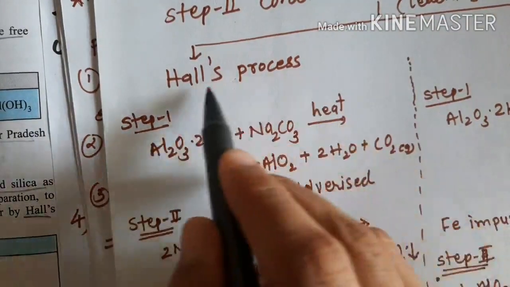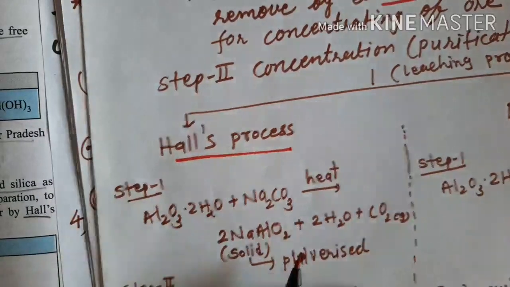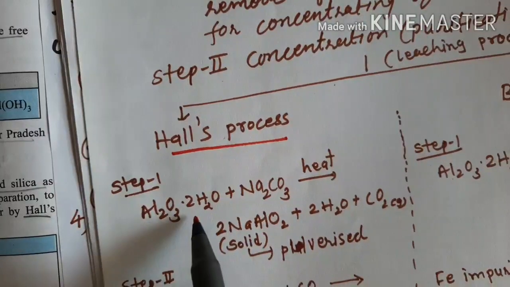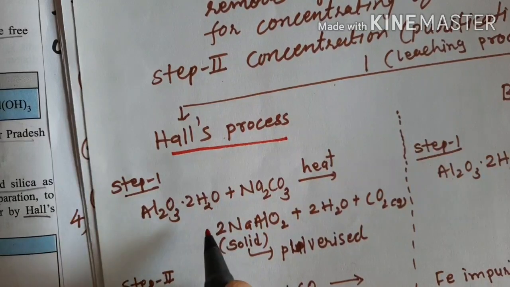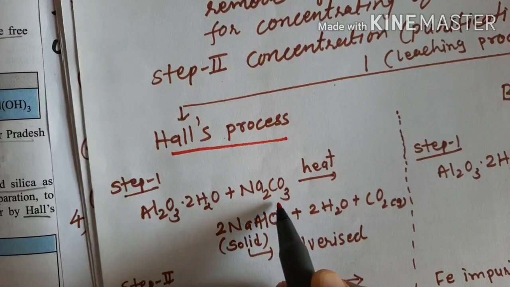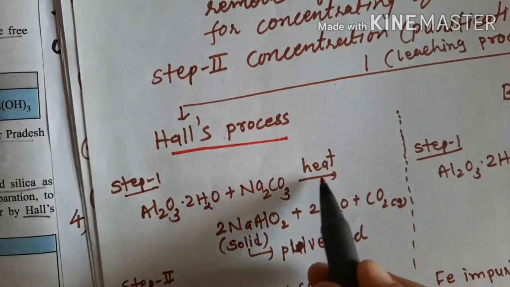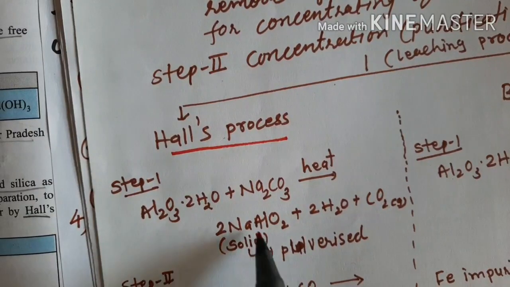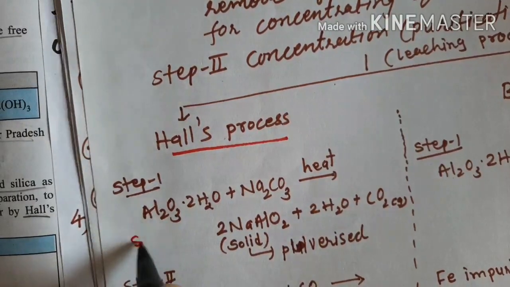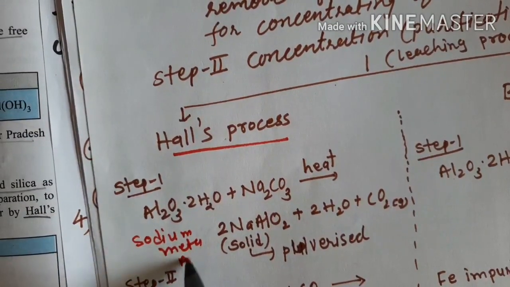What is the meaning of Hall's process? What has he done to concentrate the ore? Step number 1, the bauxite ore, after pulverizing, in powder form. First this bauxite powder is dissolved in sodium carbonate, Na2CO3, and heated. When it is heated, the aluminium is converted into sodium meta-aluminate. This is sodium meta-aluminate.